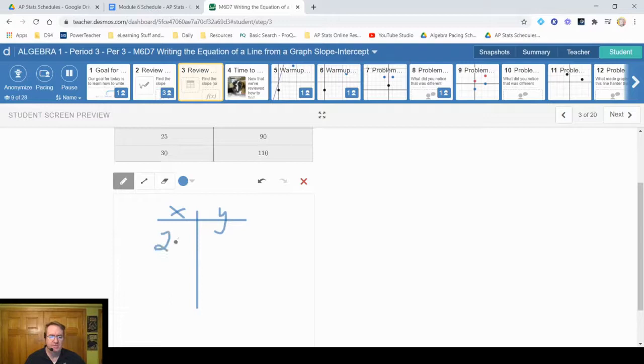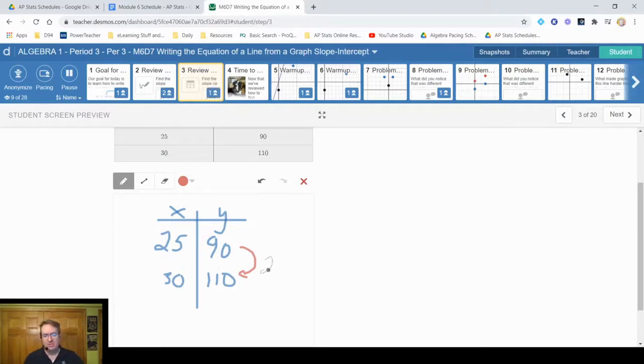I'm going to go to 25. Actually, I should write these down separately. I'm sorry. So 25 and 90, and then 30 and 110. So again, you're going to ask yourself, how am I going from 90 to 110? The best way is to subtract. Just make sure you're subtracting them in the same order. If I do a 1 for column Y, I'm going to do the same one for column X.